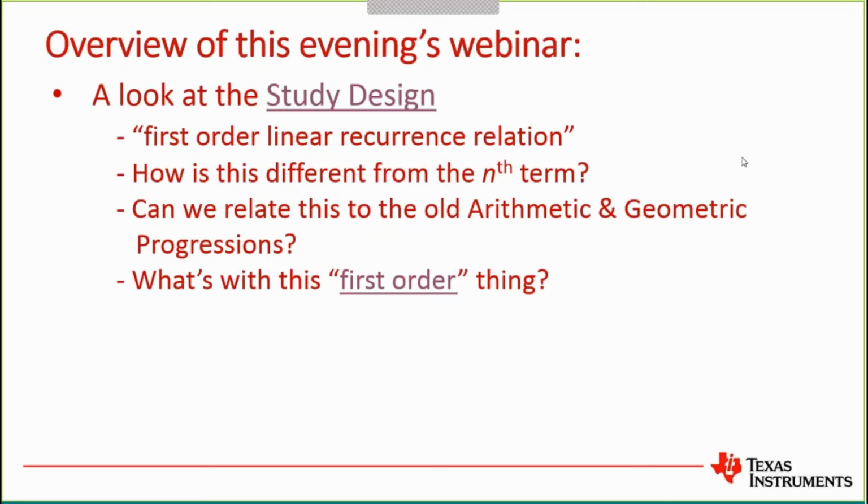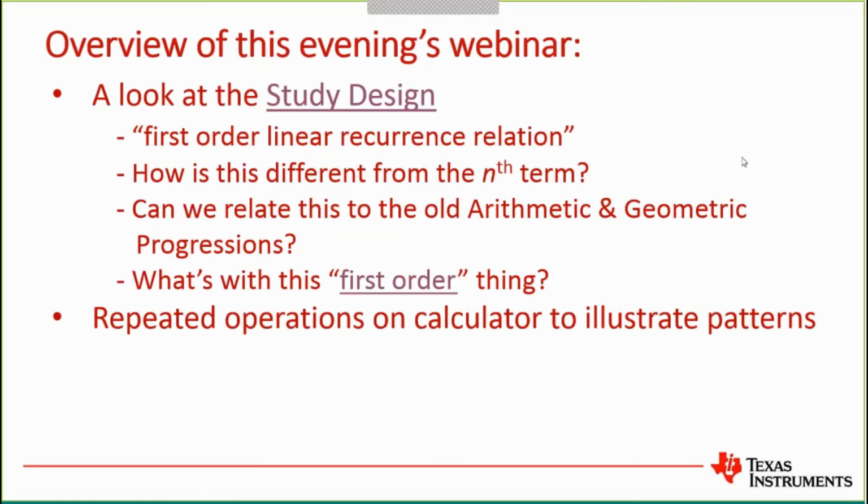Another thing we need to look at is what is this first order thing, first order recurrence relations. I will come back to it in a moment to address that. I wish to share with you one of my favourite things. Many of you, I expect, will already know this. Repeated operations on a calculator to illustrate patterns. If you recall, the third module that I taught was always number patterns. It's great. There's so much exciting stuff that can be done with that, and the calculator is fantastic at just showing the development of patterns.